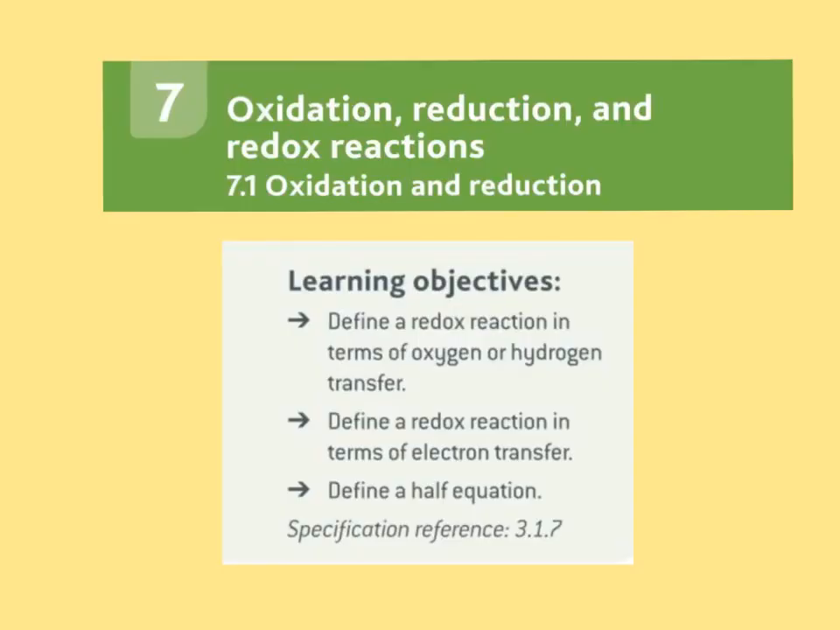So what you need to be able to do for your exam is define a redox reaction in terms of oxygen or hydrogen transfer, and then go on to define a redox reaction in terms of electron transfer, that's electrons being gained or lost. And then, are you able to define a half equation? So this comes from your specification reference 3.1.7.